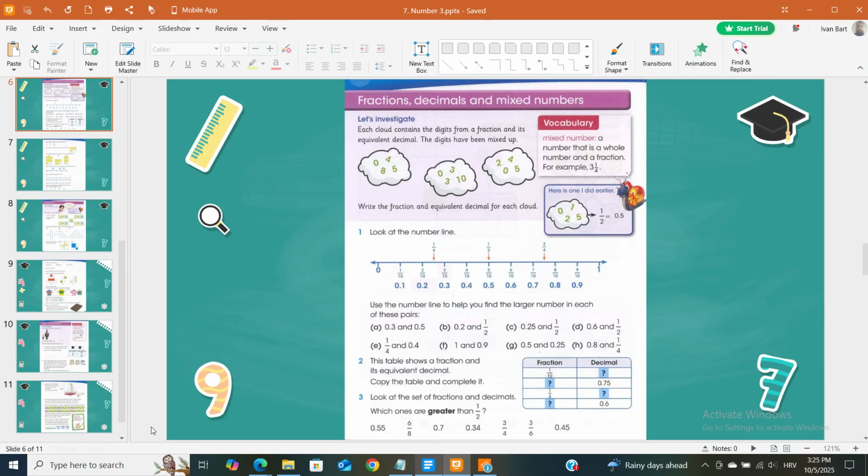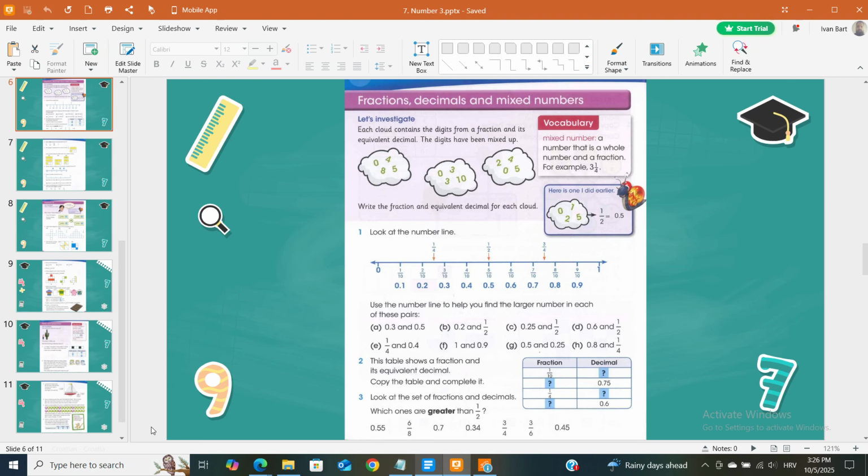0.1, 0.2, 0.3, 0.4, 0.5, 0.6, 0.7, 0.8, 0.9. Use the number line to help you find the larger number in each of these pairs. A: 0.3 and 0.5.